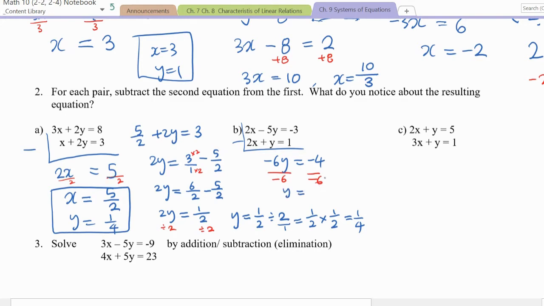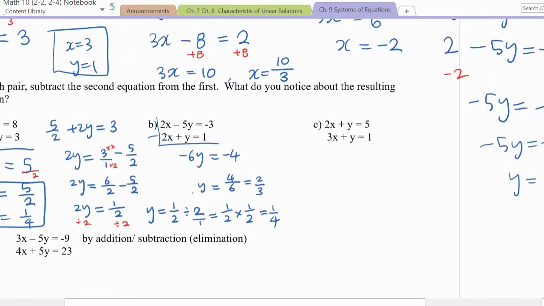Negative 4 over negative 6 is positive 4 over 6, because two negatives become positive. 4 over 6 is 2 over 3 if you reduce it. So y is 2 over 3. And now we're going to find x. So let's use this equation. 2x plus 2 over 3 equals 1.